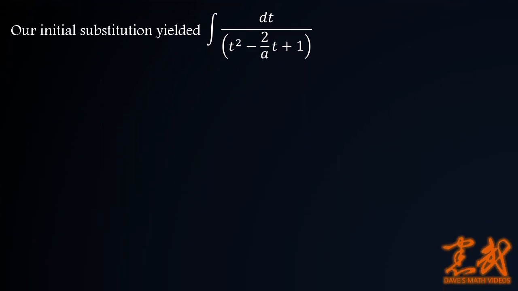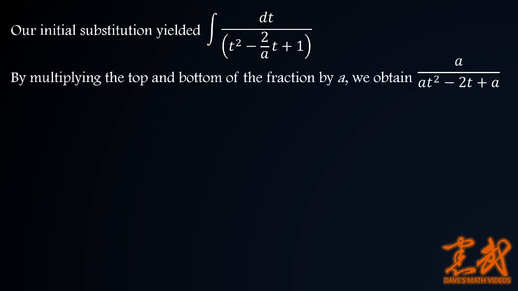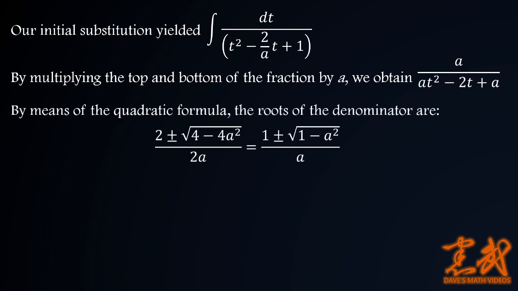If you recall, the initial substitution yielded the integral of 1 over the quantity t squared minus 2a times t plus 1. By multiplying the top and the bottom of the fraction by a, we can obtain a over the quantity a t squared minus 2t plus a. By means of the quadratic formula, the roots of the denominator are 2 plus or minus the square root of the quantity 4 minus 4a squared, over 2a, which simplifies to 1 plus or minus the square root of the quantity 1 minus a squared, over a.